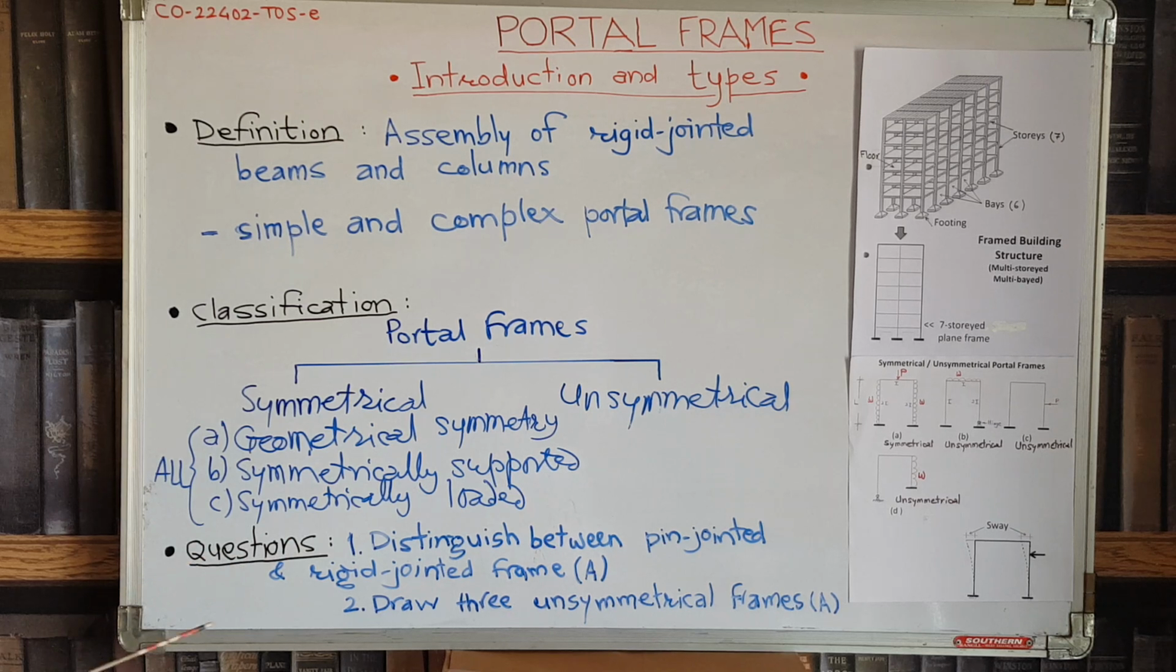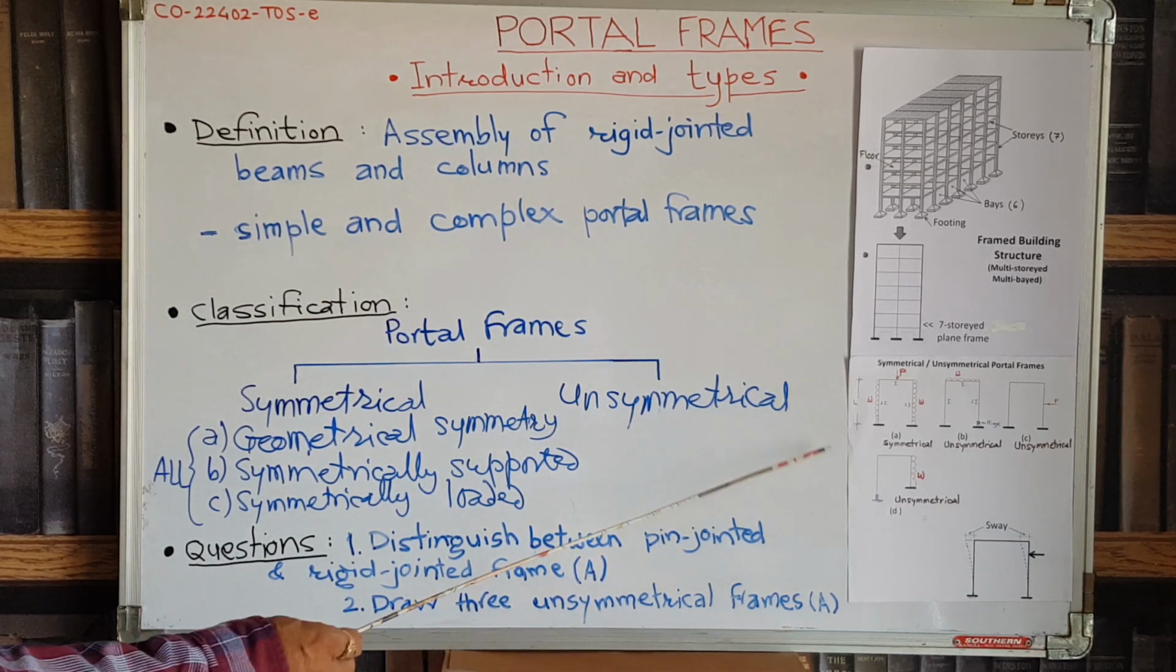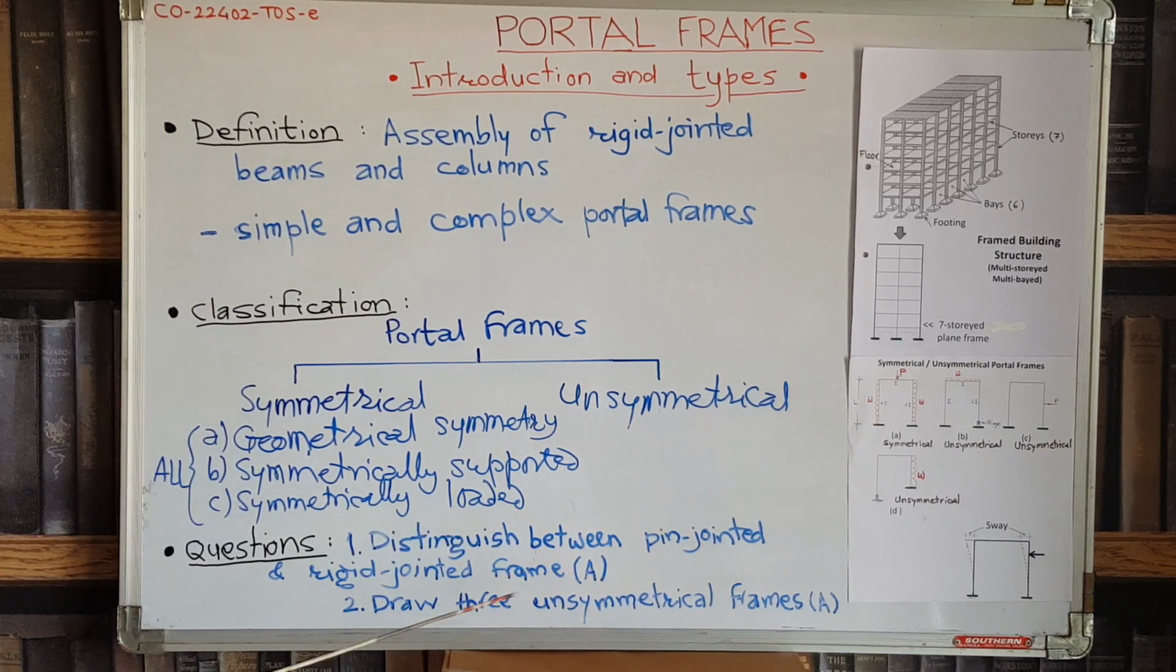Now we come to the end of the lecture and we have 2 questions to understand whether we have really followed the whole thing. First question is, distinguish between a pin jointed frame and a rigid jointed frame. This is an application level question. Second question is, draw 3 unsymmetrical frames, of course other than these 4. So draw 3 examples of unsymmetrical frames. This is also an application level question.